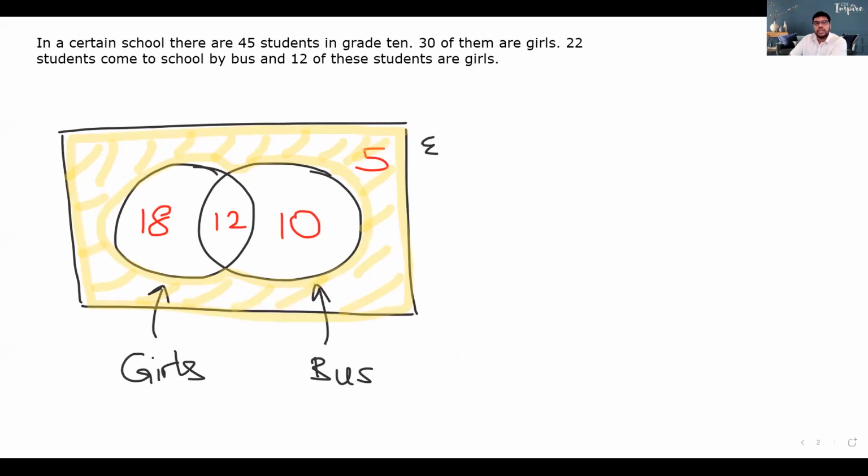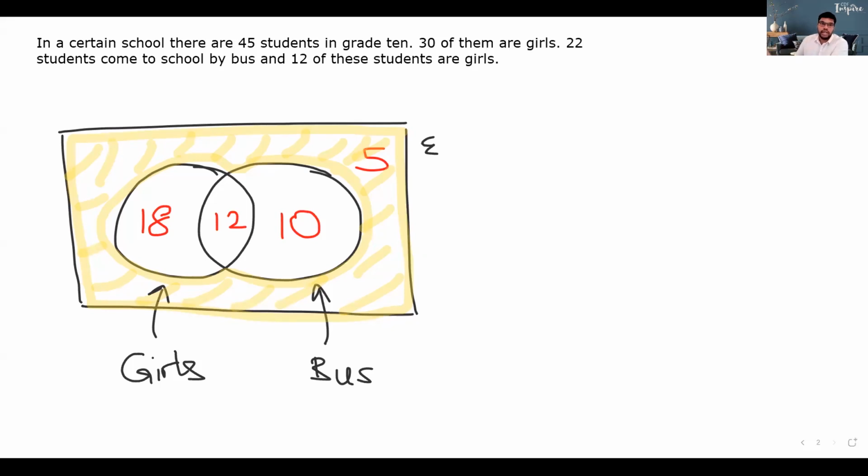Right. So the 12 represents, now can you see 12 is exactly in between both circles? That means it falls into both categories. So 12 are the number of girls who come to school by bus. So remember, I'll explain all 4 of them. 12 is the number of girls who come to school by bus. 18 is the number of girls who don't come to school by bus. They come some other way. Maybe they use the bicycle, or they come in the car or something.